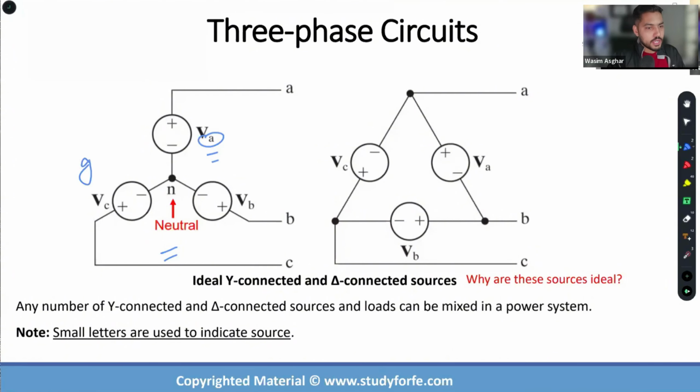So this is basically a generator, a Y-connected generator. Okay. This is basically a generator, a delta connected generator. Why? Because you have the subscripts, small subscripts, small letters. So this is an unspoken rule.